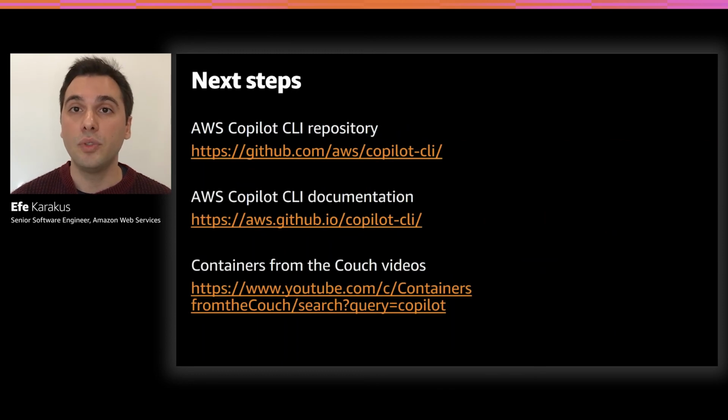This CLI is open source and it's available on GitHub. You can find the repository at github.com/aws/copilot-cli. The documentation is also hosted on GitHub, and it's available at aws.github.io/copilot-cli. And if you want to learn about all the features that Copilot provides, check out Adam and Brandt's videos on Containers from the Couch.